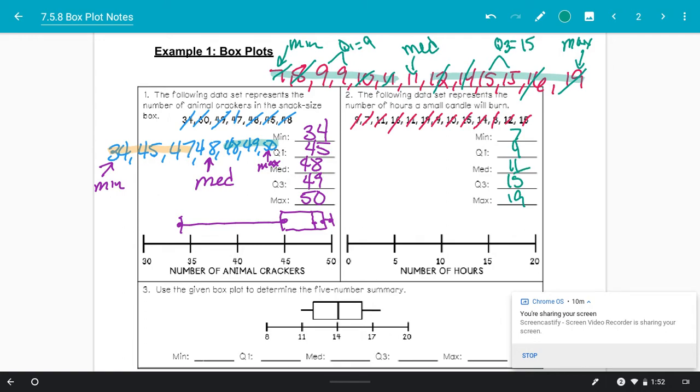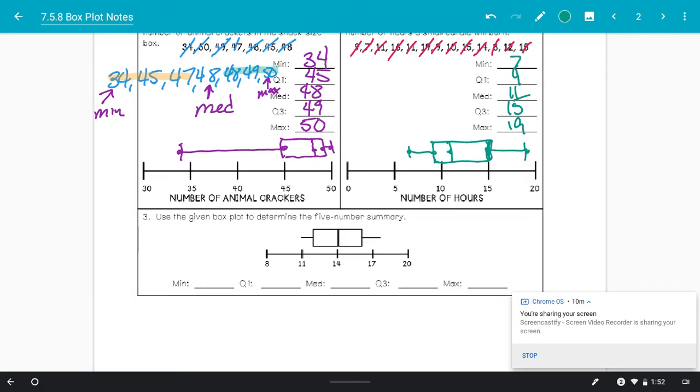Okay, so now to make our box plot here, I'm going to plot those 5 points. So I'm going to plot 7. Again, I can just kind of approximate where that's going to be. I'm going to plot 9. I'm going to plot 11, 15, and 19. We're going to make the box around the middle 3 numbers. So I form the box here, and then around the median. And then I extend my whiskers to the lowest number and our highest number.